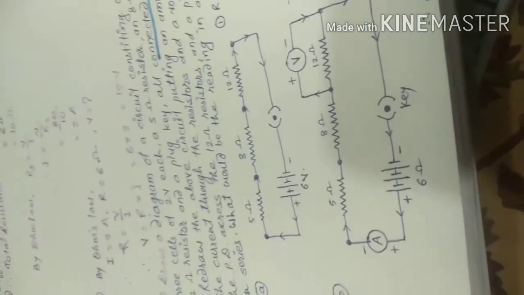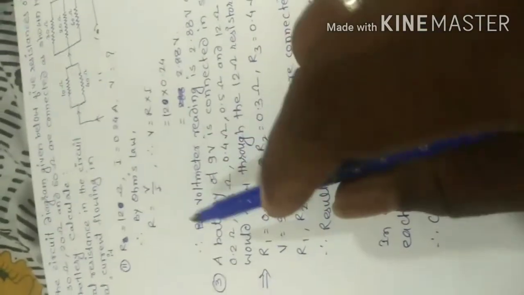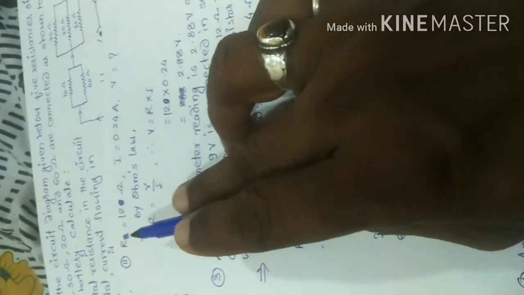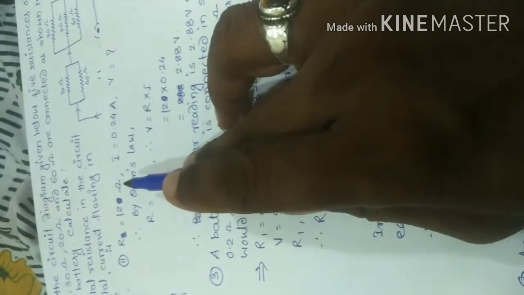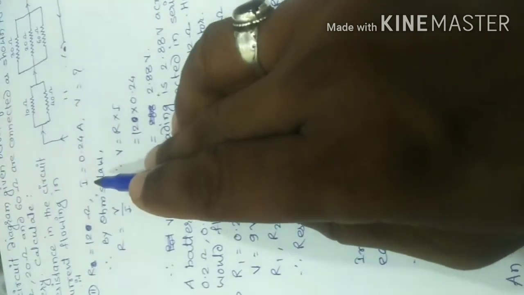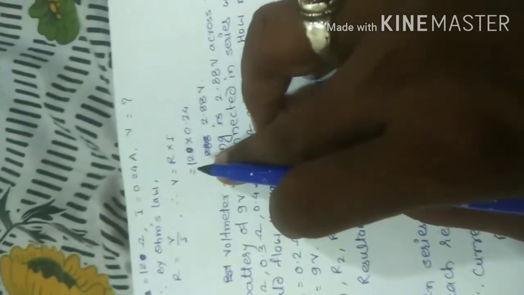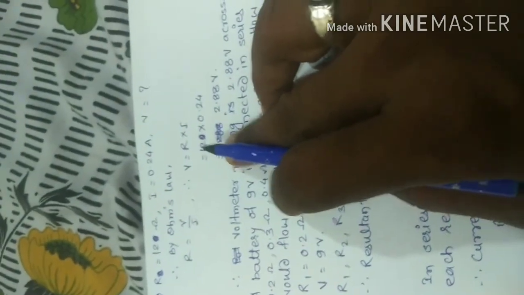Understood, student? Now second, the potential difference has to be found. What is given? Potential difference across the 12 ohm resistance, so R is given as 12 ohm. The current we calculated, so that current has to be taken. What is the current? 0.24 ampere. And the potential difference has to be found.